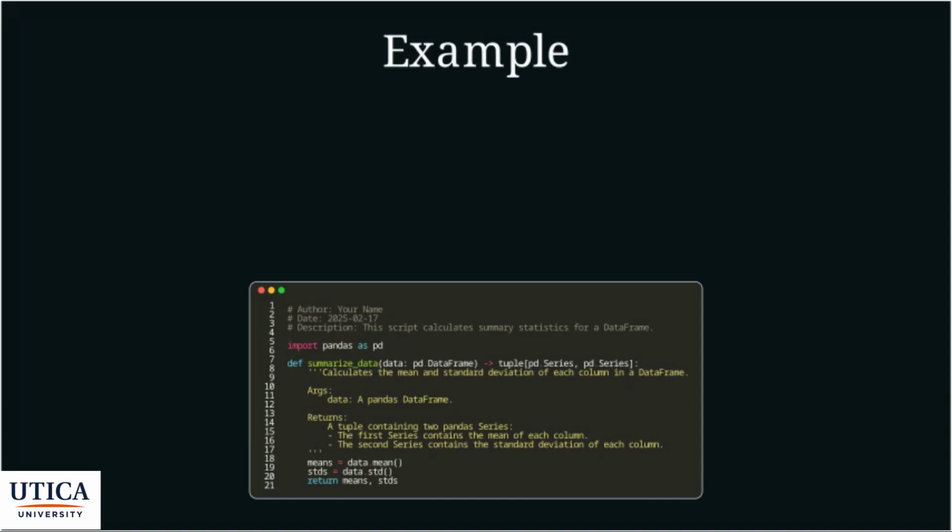Next, we'll add a comprehensive docstring, explaining what the function does, detailing each argument it expects, and clearly specifying what it returns. Finally, we'll add type hints to ensure that the data argument is explicitly defined as a pandas data frame, and that the return value is a tuple containing two pandas series. By adding a header, docstrings, and type hints, we've transformed this function into a well-documented, easily understandable, and maintainable piece of code. Anyone who reads it will immediately grasp its purpose and how to use it correctly.